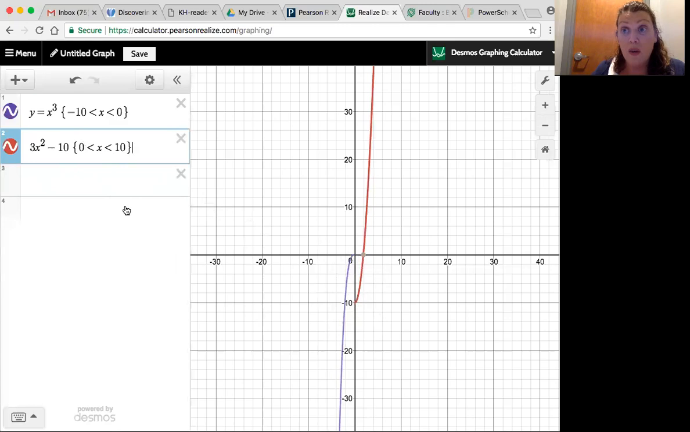So that is a quick demonstration of the important parts of sections 1.1 to 1.3.